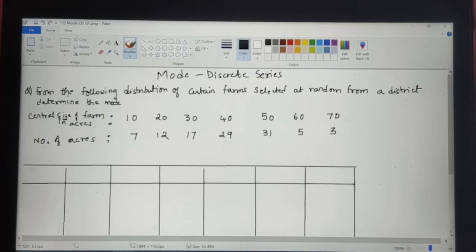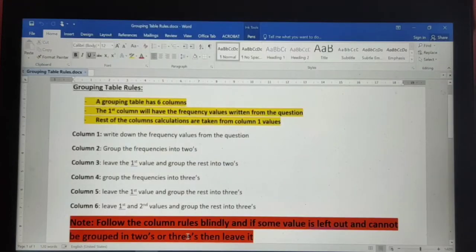So today we are going to deal with mode discrete series problem. Before we get into it, we need to understand certain rules. We have to calculate two tables, namely grouping table and analysis table, in order to ascertain the mode. We can of course look at the question and tell where mode is lying, but there is a chance that you might go wrong in few cases when mode can be ill-defined. So we will get back to what is ill-defined. For now, these are the rules related to the grouping table as to how you perform your calculation.